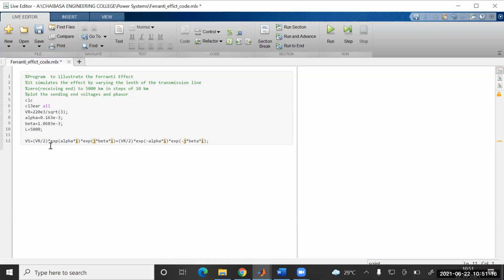Now you have to take a loop, so we'll write a for loop, l equals 0 colon 10.